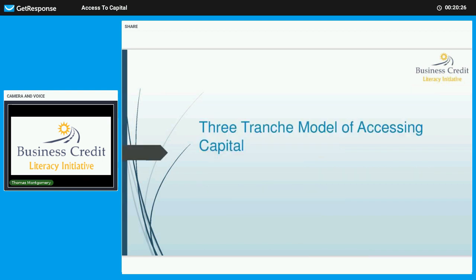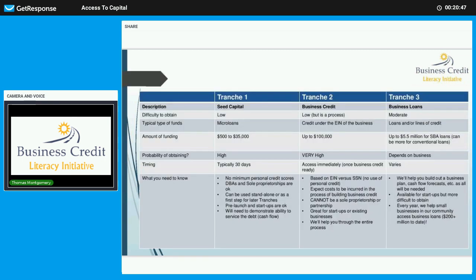All right, so we covered some really good information, kind of the checklist of how to set up a business properly. We talked about business plans and financial projections, and those are all elements that we can help you with. Now let's talk about why we're doing all that. Where does the money come from? And we refer to the 3-tranche model of accessing capital. This is certainly a busy sheet, but it's concise and loaded with information.